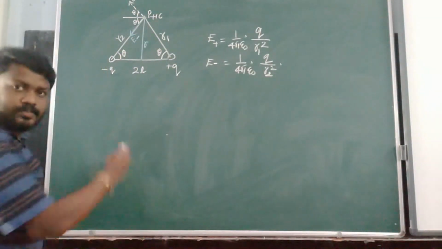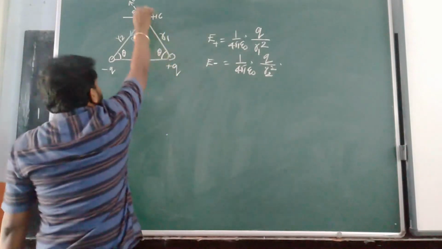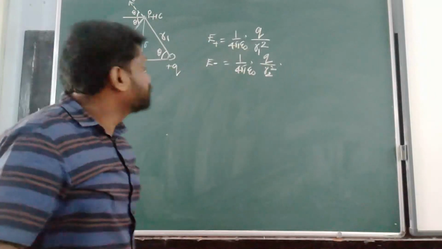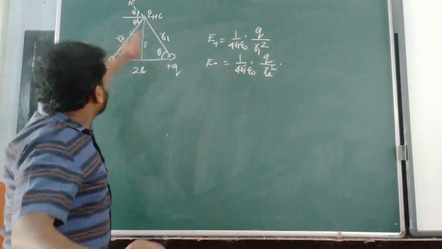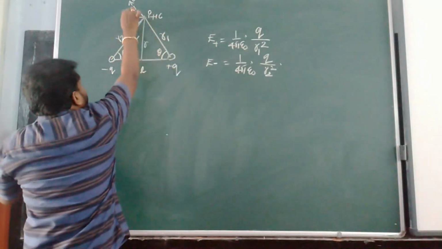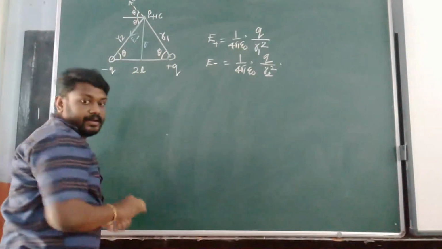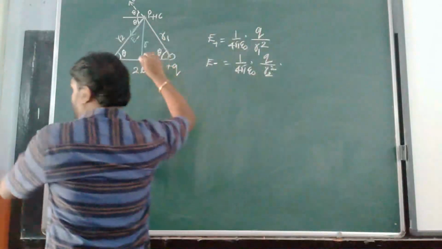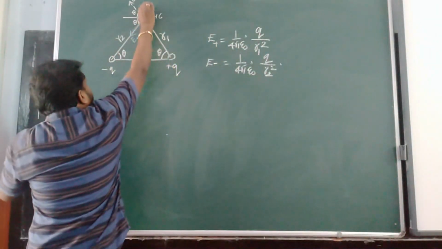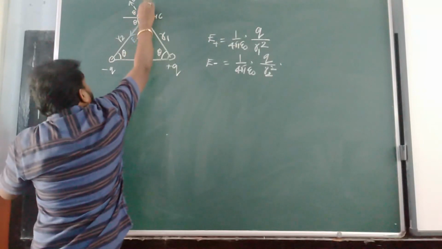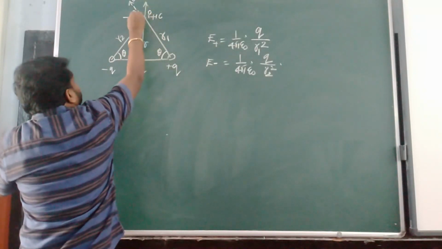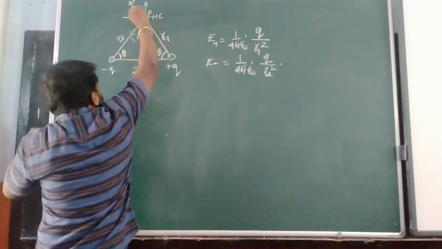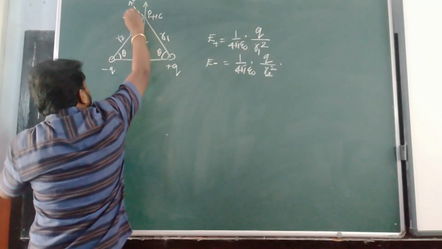Okay, then simple geometry. E plus can be split into two components. One component acts in the vertically upward direction, and the other component acts along the horizontal direction towards the left, as shown.